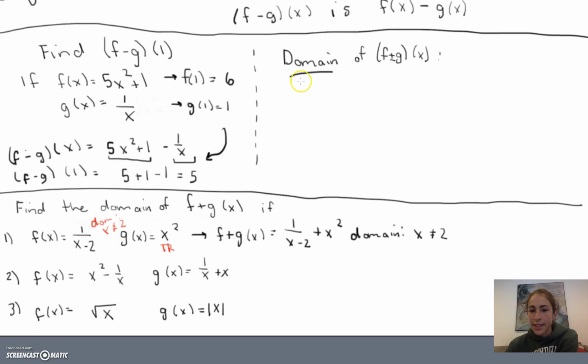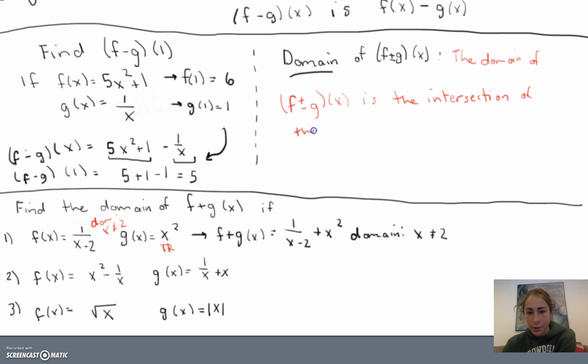So the rule for finding domains of a sum or difference of functions is that the domain of f plus or minus g of x is the intersection of the domain of f with the domain of g.